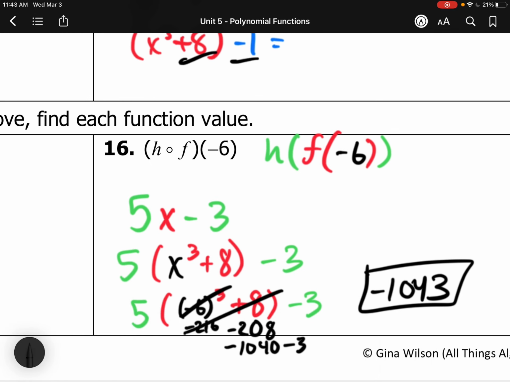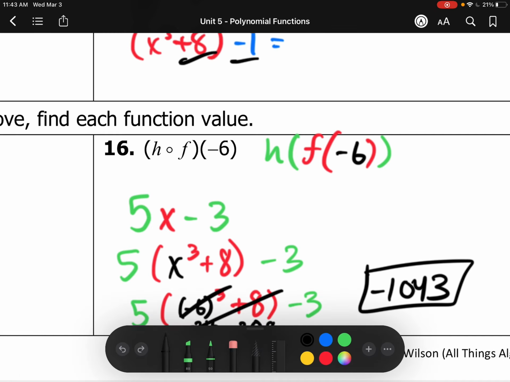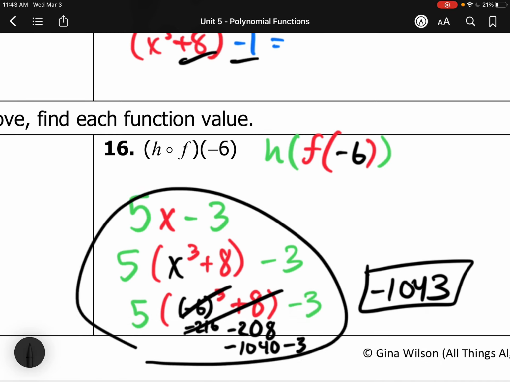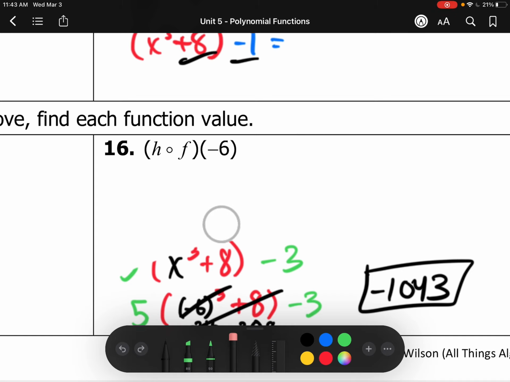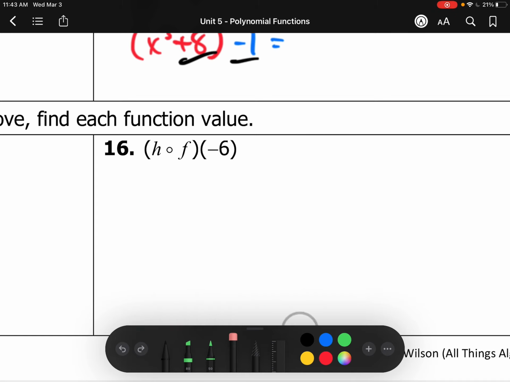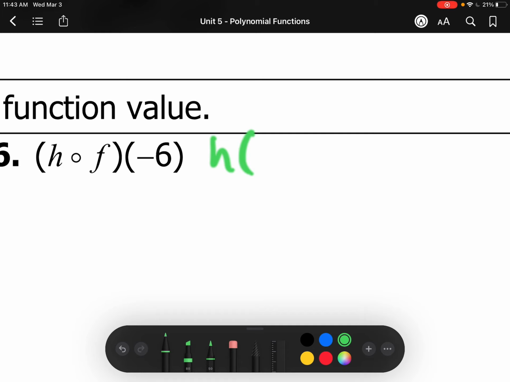So it does require you to understand this whole concept to be able to do it this way. But I'm going to show you guys now the long way with all the steps outlined. So again, this is h of f of negative 6.